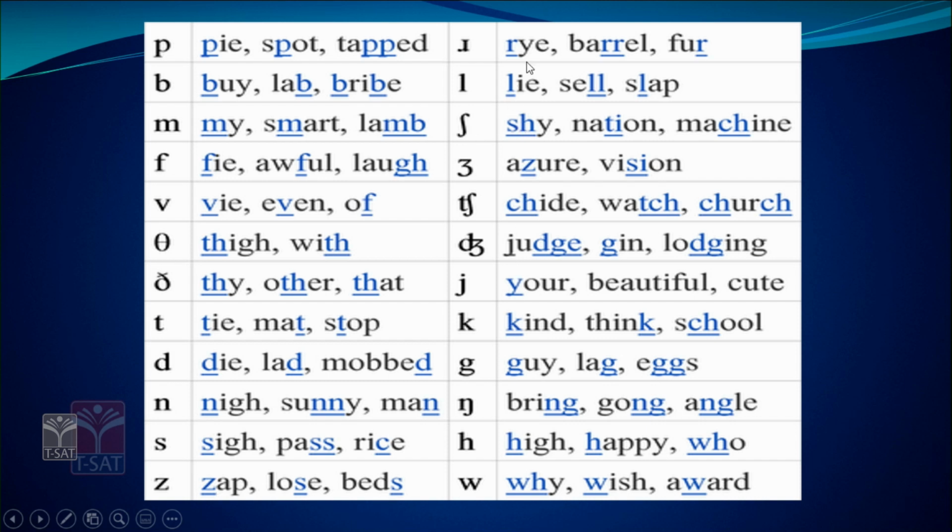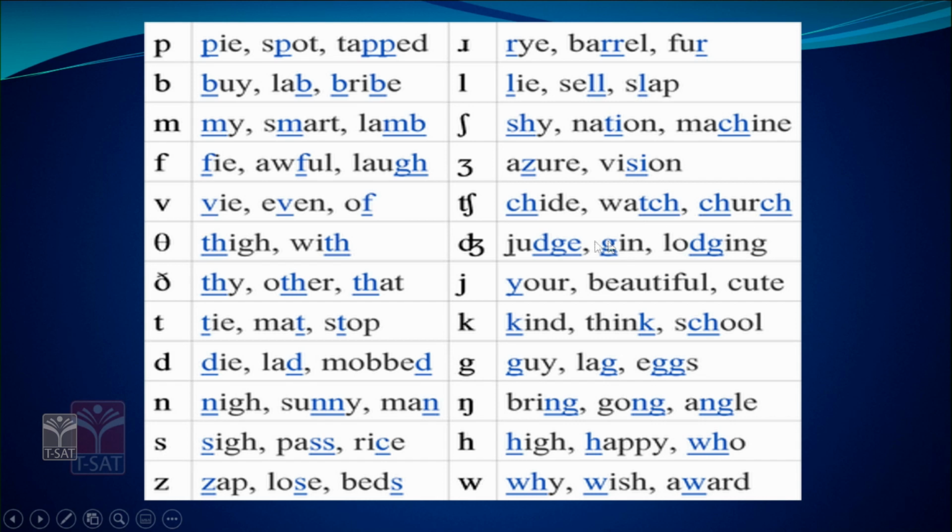r as in rye, barrel, and fur. l as in lie, sell, and slap. sh as in shy, nation, machine. zh as in azure and vision. The sound zh doesn't occur in word initial position in the English language.